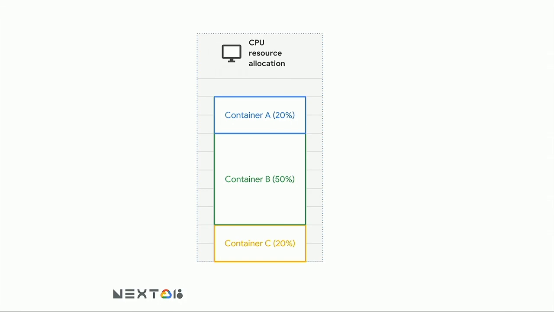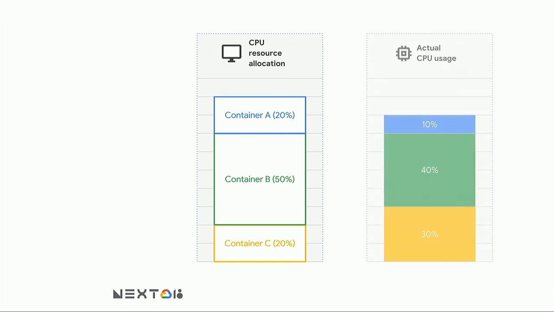I think a diagram is probably more helpful here. This is showing one VM and all of the resource allocation of that VM. We have container A that requested 20% of one CPU, container B that requested 50%, container C that requested 20. And then let's look at what's actually being used. So that was just the resource allocation, but it doesn't actually restrain what the container can use. So here we have container C using a lot more than it said it would. We have container B using a bit less than it said, and A using a bit less as well.